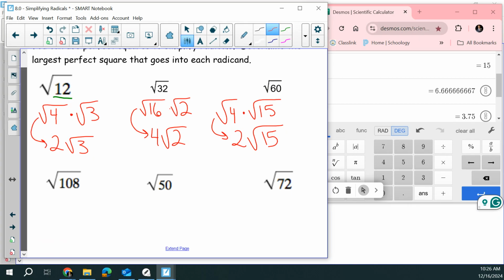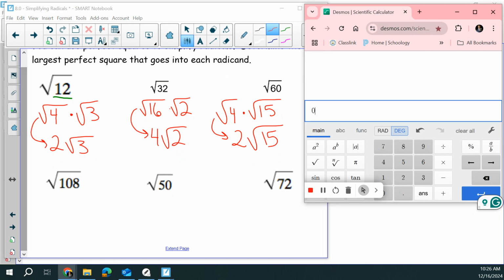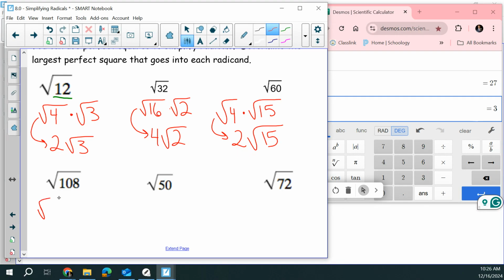All right, 108. Again, in my calculator, I'm going to start with 108 divided by 4. It's 27. Sorry. If you keep going up, 108 divided by 36, you get 3. So this is going to be the square root of 36 times the square root of 3, and if you simplify that, you get 6 square root of 3.